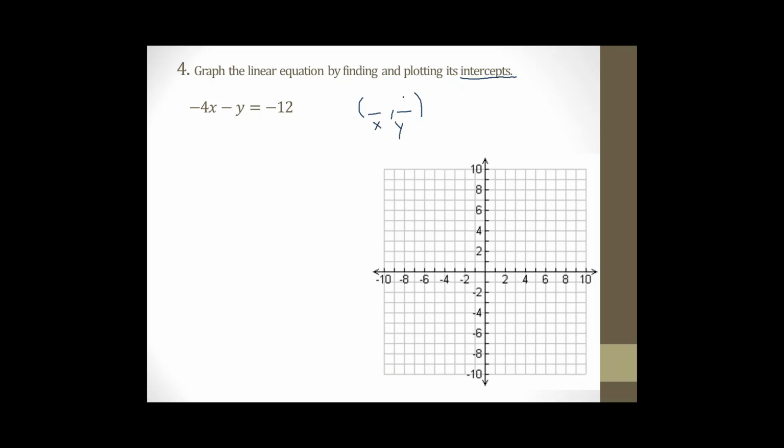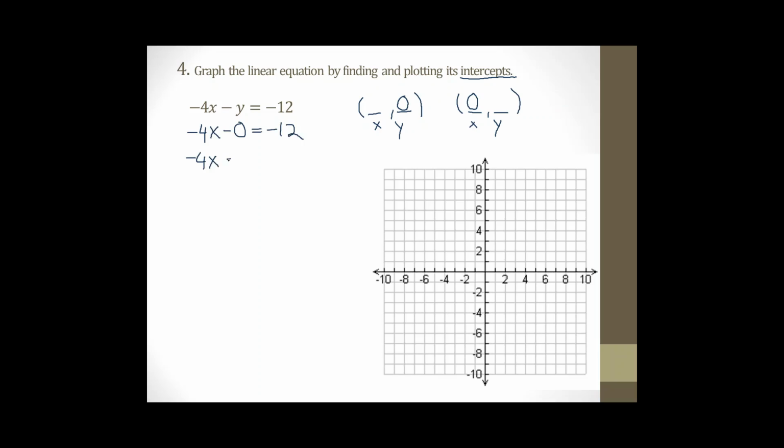For the x-intercept, you know that your y would be 0 and vice versa. So if this is your x and this is your y, for the y-intercept, your x would be 0. So you're basically plugging in zeros into the equation to find the corresponding value. So let's find the x-intercept first by plugging in a 0 for y and then solving for x.